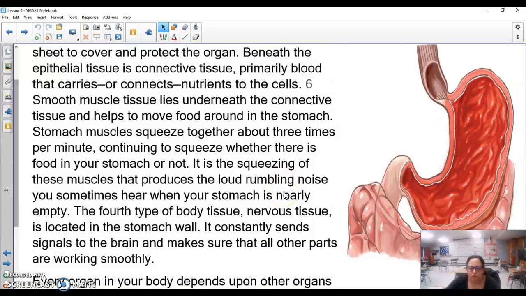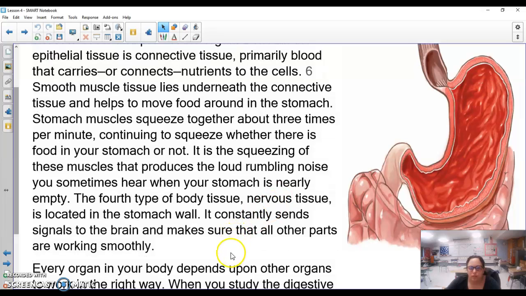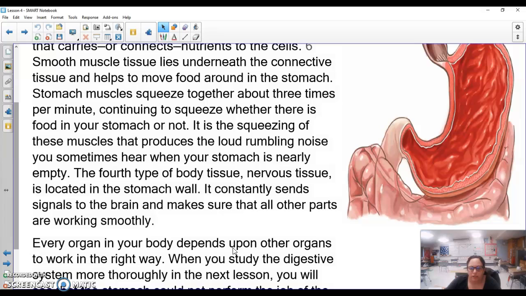Smooth muscle tissue lies underneath the connective tissue and helps to move food around in the stomach. Stomach muscles squeeze together about 3 times per minute, continuing to squeeze whether there is food in your stomach or not. It is the squeezing of these muscles that produces the loud rumbling noise you sometimes hear when your stomach is nearly empty. Remember, it tells you when you're hungry, when your stomach growls.